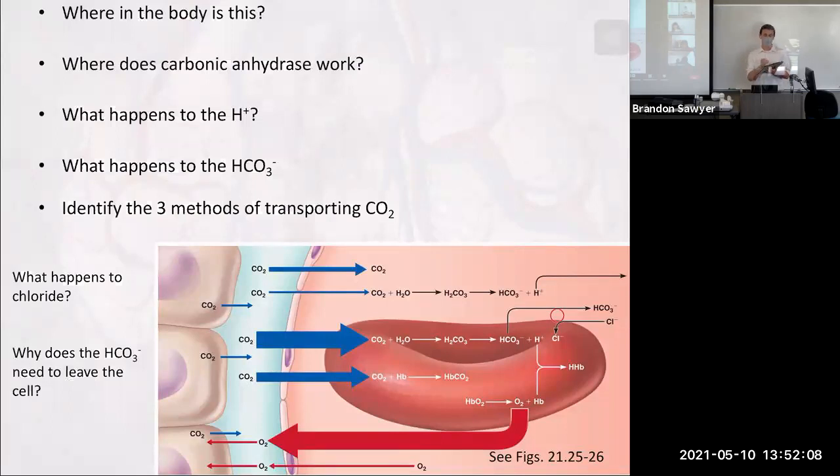So where in the body is this? That's just tissues or lungs. Where would we see carbonic anhydrase working? What happens to the hydrogen? There are a lot of questions here for discussion. One thing you can also do: I mentioned 3 different ways that CO2 is carried in the body, and all 3 of those are represented here in these images, so you can identify those. Spend some time discussing these things on the next 2 slides, and then we'll come back together in a couple minutes.